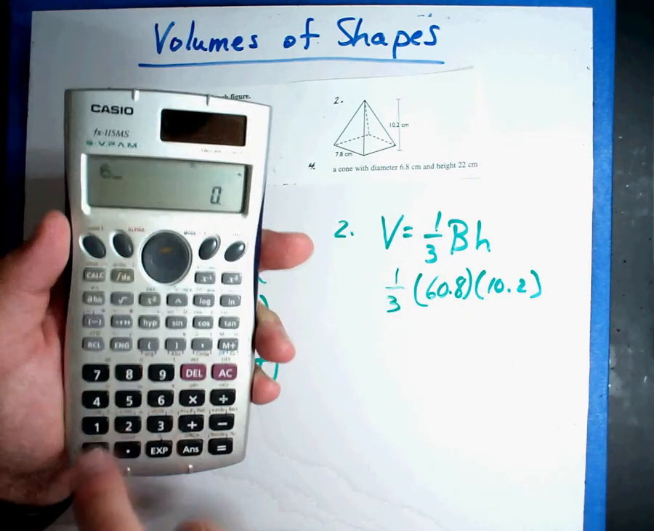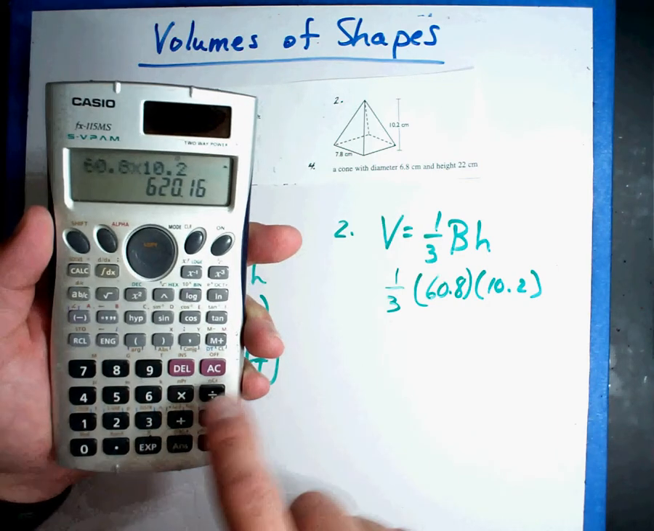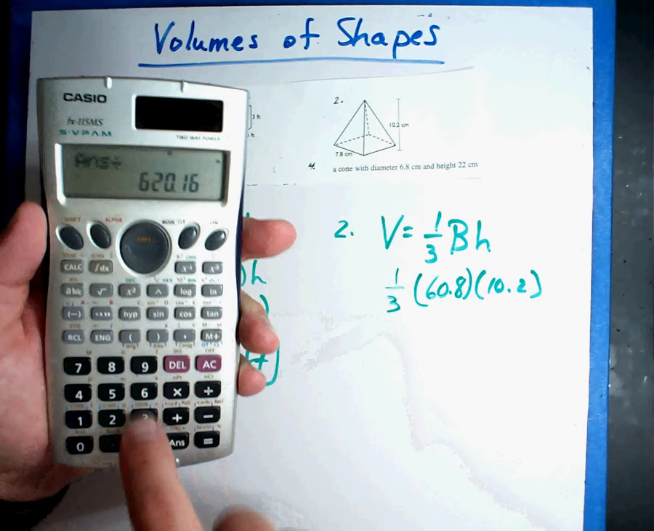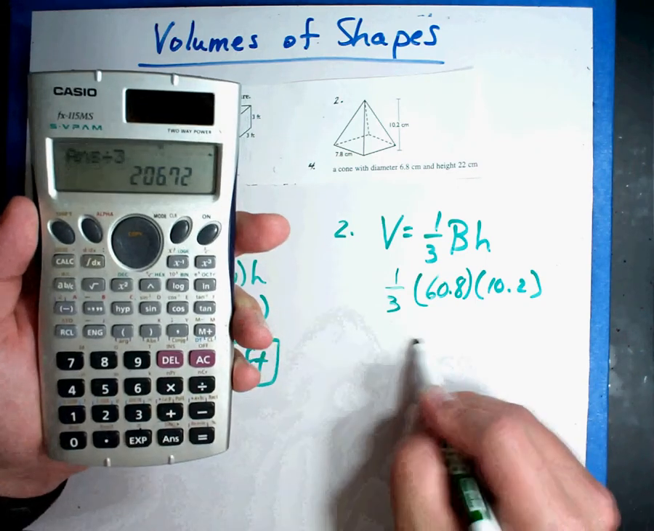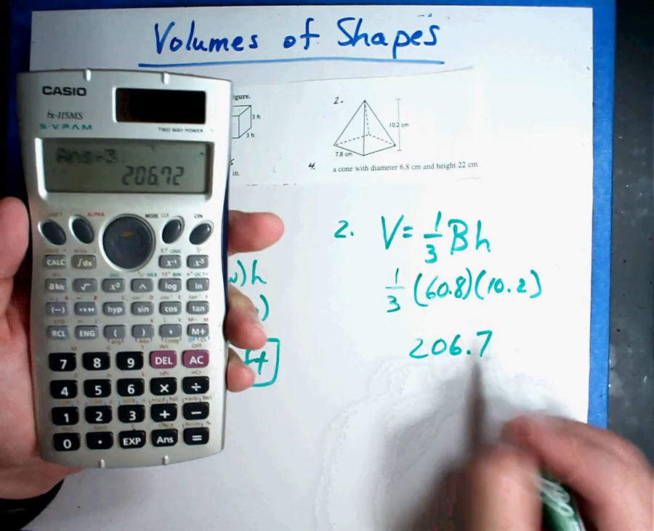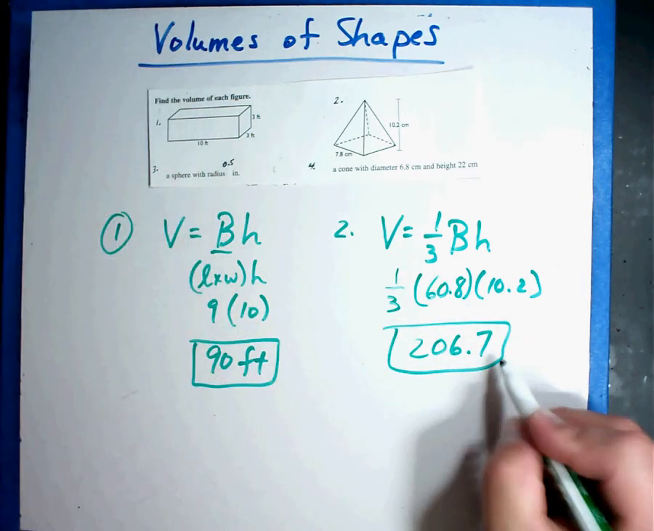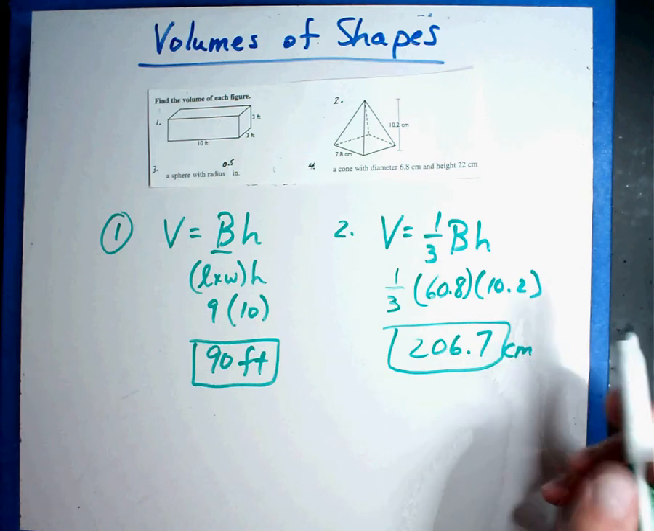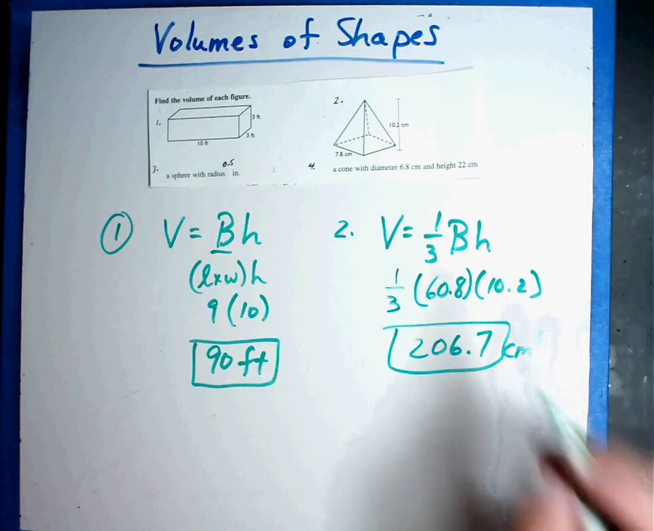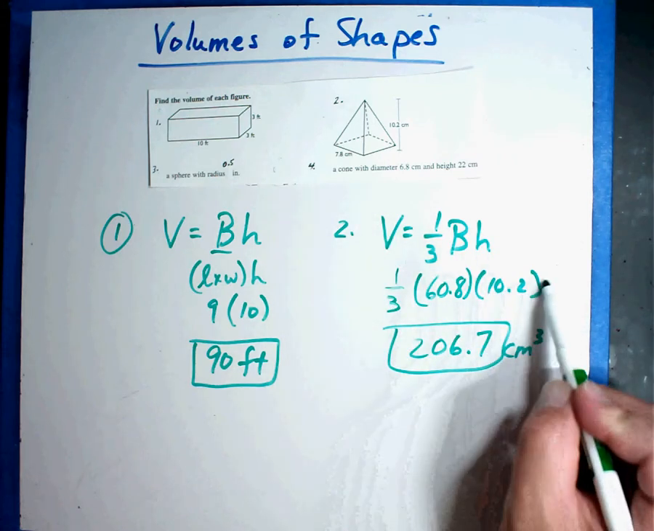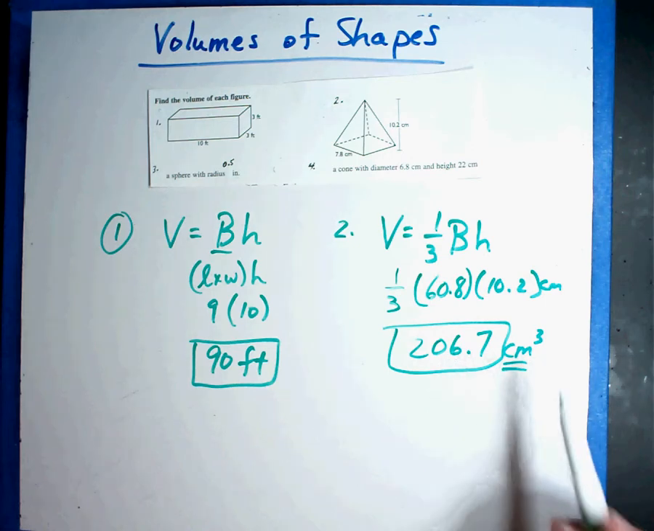So 60.8 times the 10.2. And then I'm going to divide that by 3, which is multiplying it by 1/3. And I get an answer of about 206.7. That would be the answer that I would look for in the volume. And it's going to be in a centimeters unit. As a matter of fact, it's going to be centimeters cubed, because we took centimeters times that last centimeters. This unit doesn't matter as much as finding that answer.